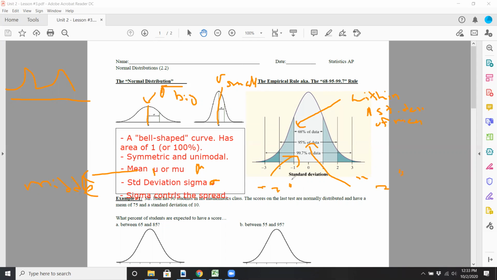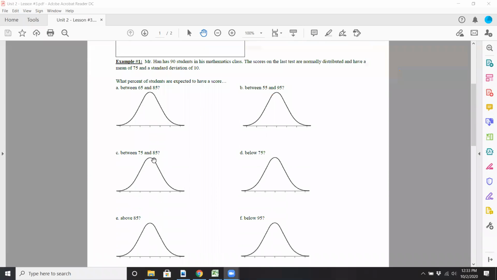So for example 1, we're given the mean and the standard deviation, and we're asked to calculate the percent of students who are expected to have particular scores, or to be within particular score ranges, or essentially the probability of something happening. And we can use normal distribution to figure that out. So for example, Mr. Han has 90 students. I got this from Mr. Han's AP stats class. So that's where I got these notes, in case you're curious.